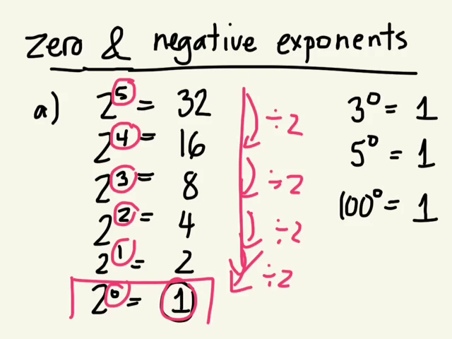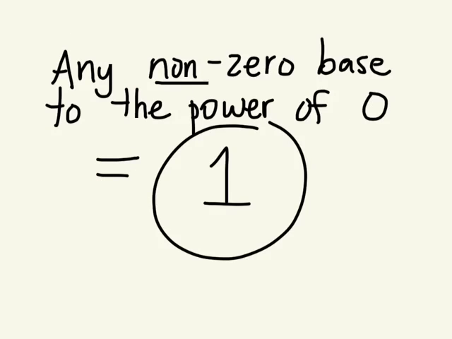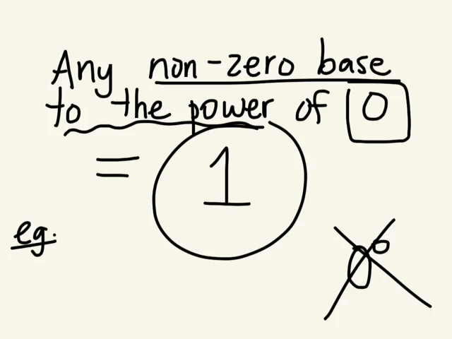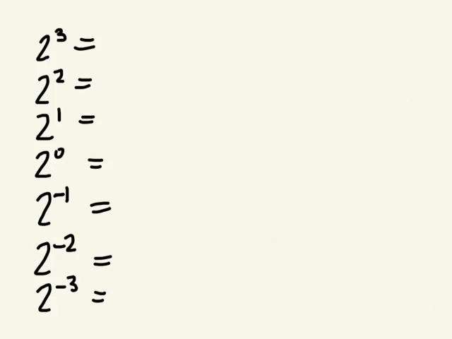Okay, so I want you to write this as a conclusion. Any non-zero base, it doesn't work if the base is 0. Okay, try this on your calculator: 0 to the power of 0. Okay, so it doesn't work if the base is 0. So any non-zero base to the power of 0, so if the exponent's 0, the answer will always be 1. Always. So for example, 10 to the power of 0 is 1.